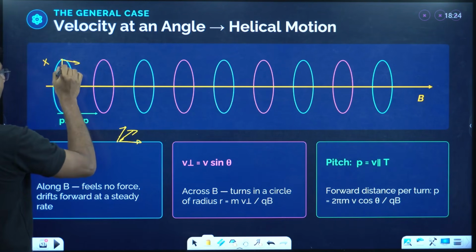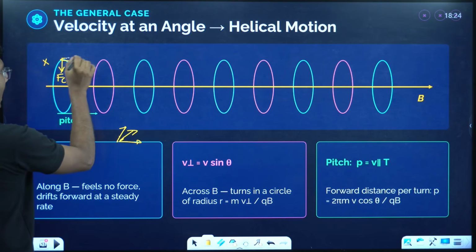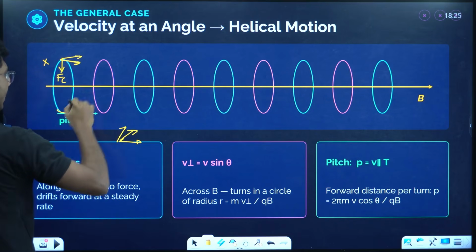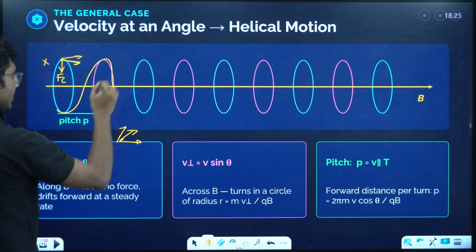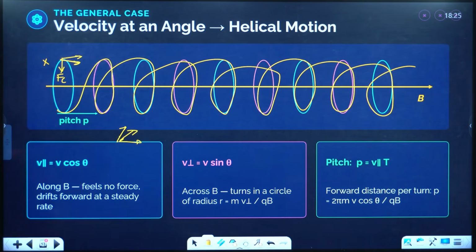So there will be a centripetal force because of this component, and there will be another component which will take it in the forward direction. So the particle will move like this. Okay, so this motion is called a helical motion.